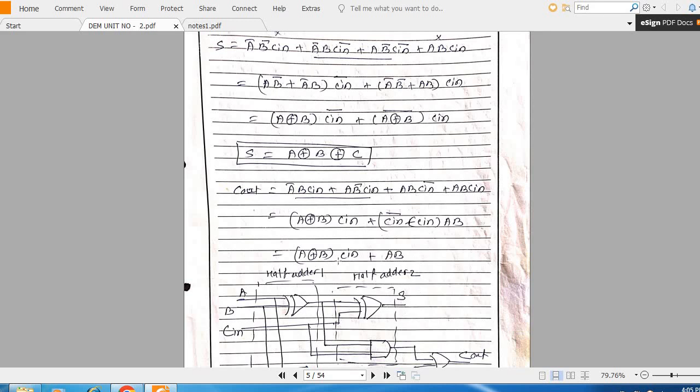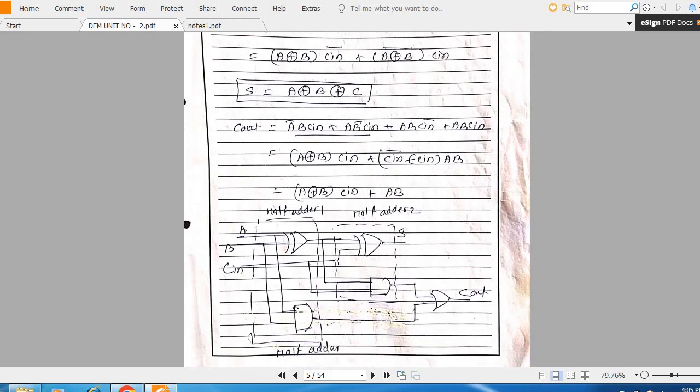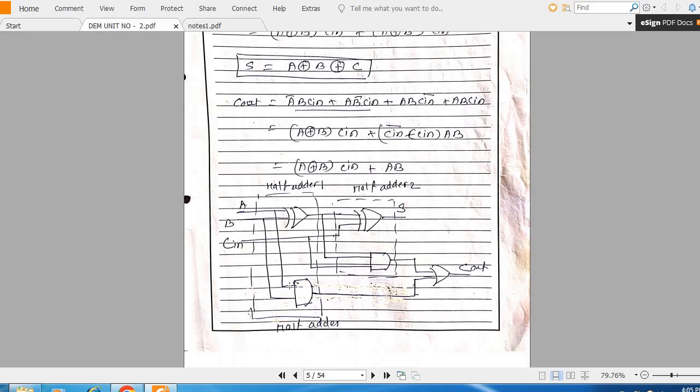So we will draw this circuit using XOR gates. If we draw this circuit, it is seen that the first term is A XOR B XOR C. So we will require here 2 XOR gates, 2 input XOR gates. So this is sum. Then for carry, A XOR B into C in. So A XOR B is here, multiply it with C in. This is the first AND gate, and A into B.